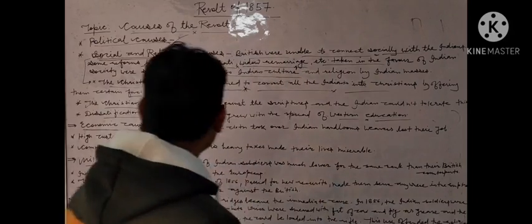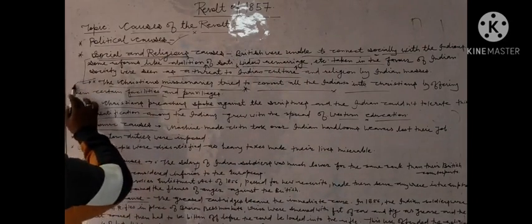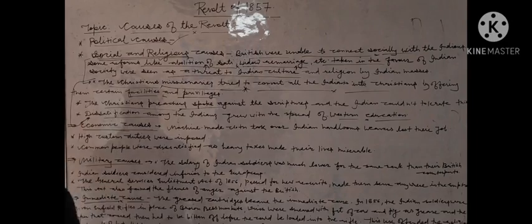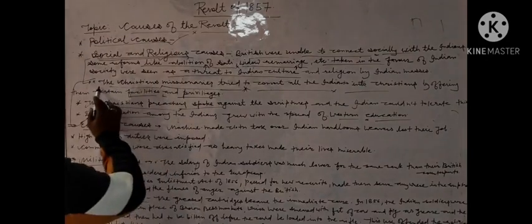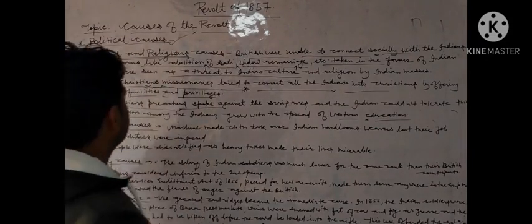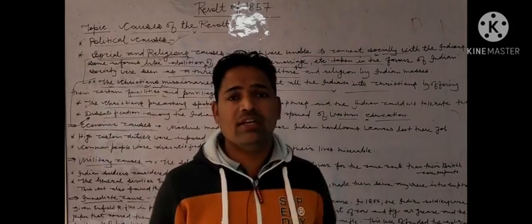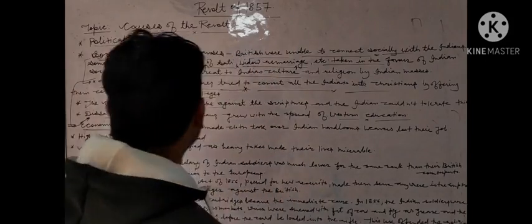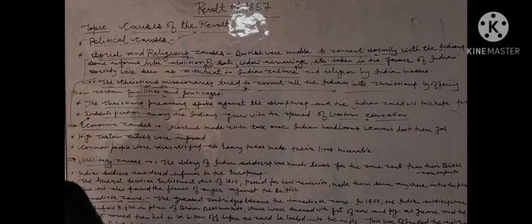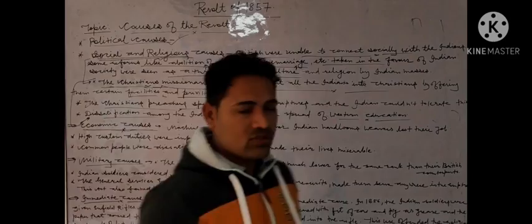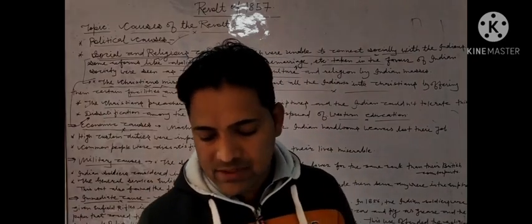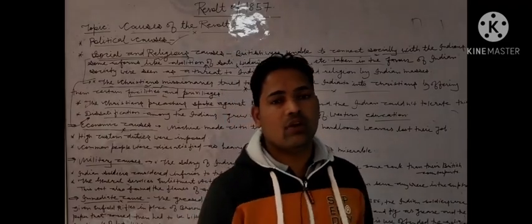So all these factors were a kind of cause, and the result was the revolt of 1857. Okay, so this comes under the category of social and religious causes. I hope you understood the social and religious causes. Next, economic causes. Economic causes of the revolt of 1857, my dear students, are somewhere related to our economy.